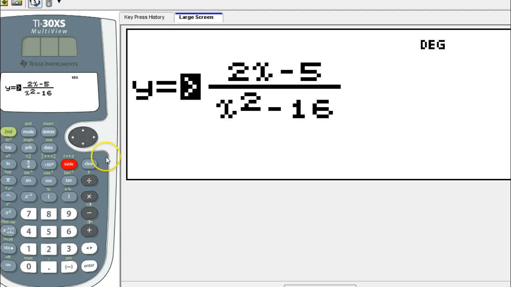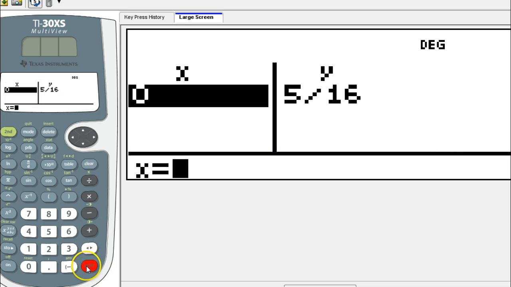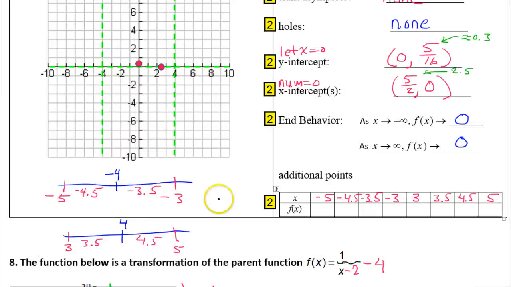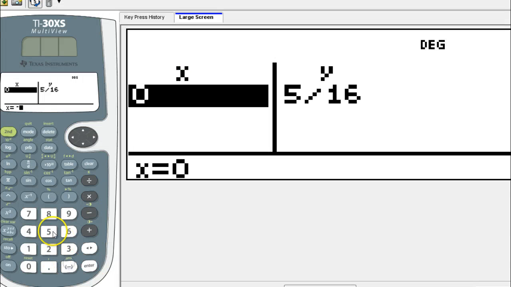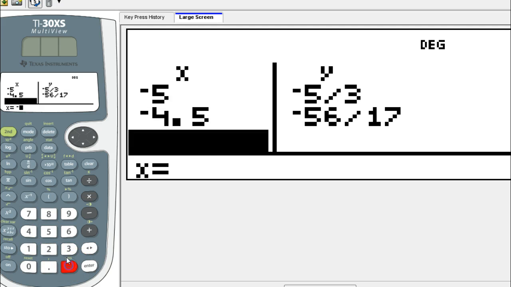Okay, I already have my equation in the table, but instead of being in auto mode, I'm going to make sure I'm in ask mode, ask X. And what am I going to ask X? Let's see, -5, -4.5, -3.5. So I need -5, -4.5, and -3.5.